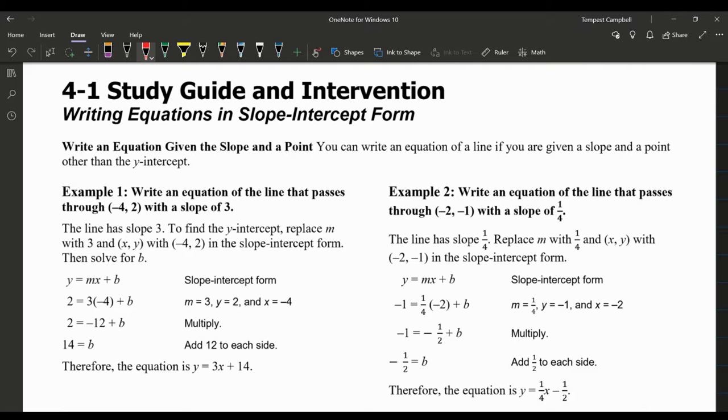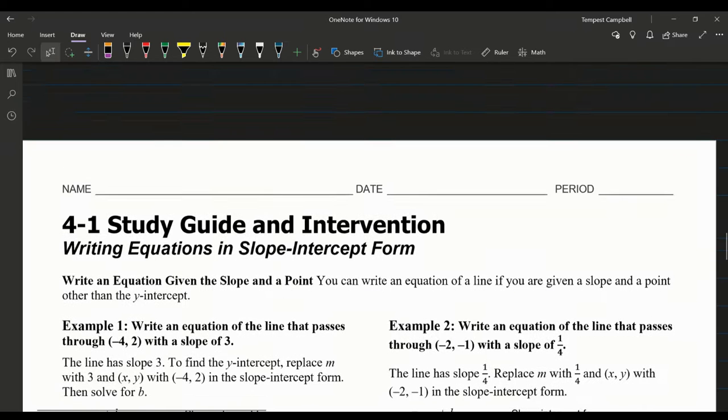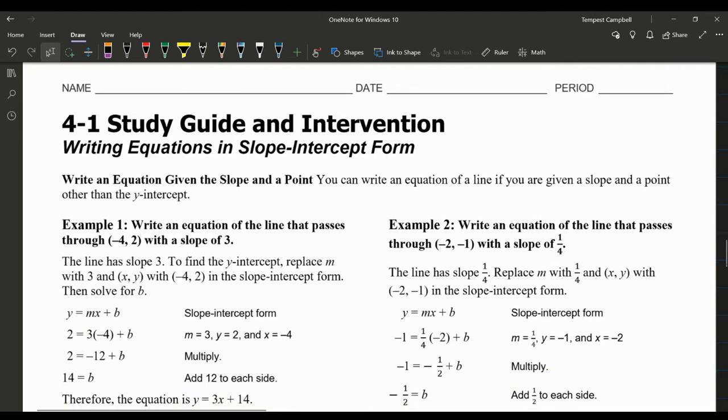Welcome to 4-1, writing equations in slope-intercept form. So this should be a review for us. We've already talked about this a little bit. When we're talking about slope-intercept form, remember that we are talking about y equals mx plus b. And we're going to write an equation given the slope and a point.